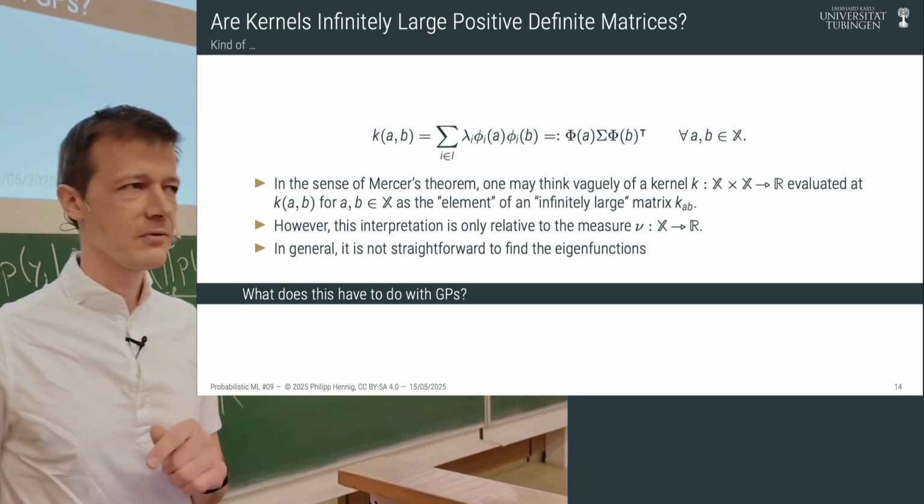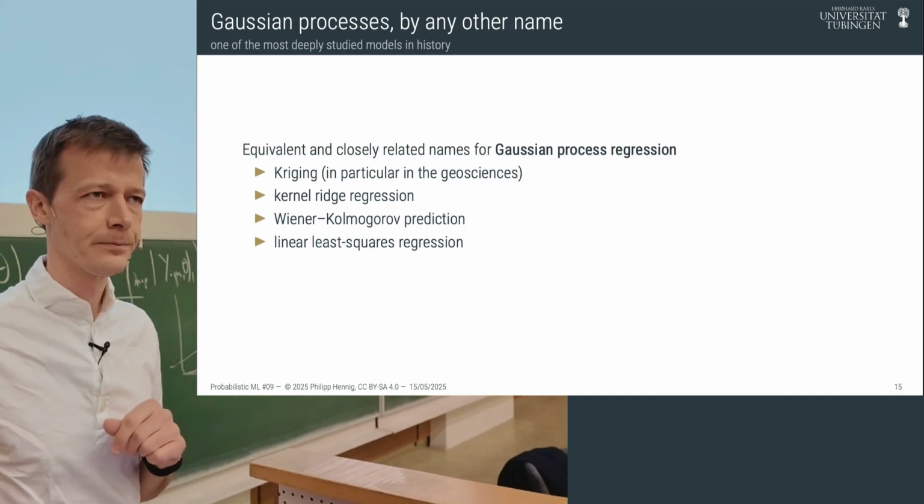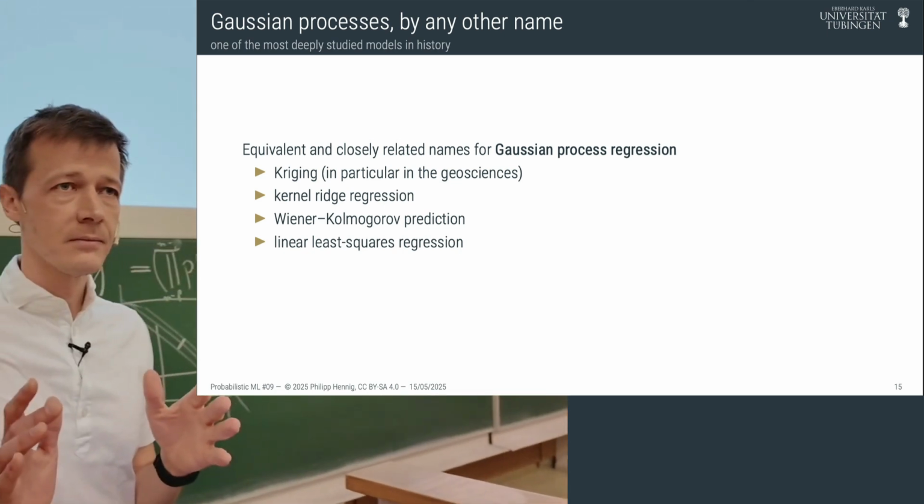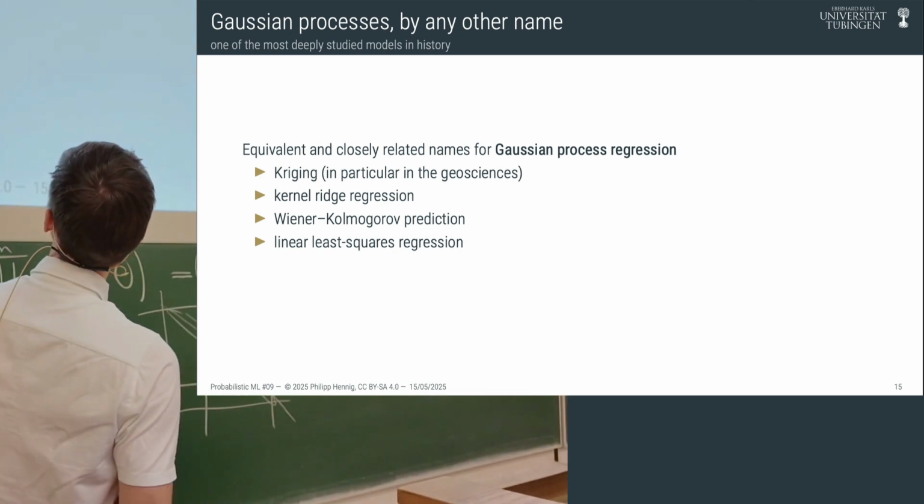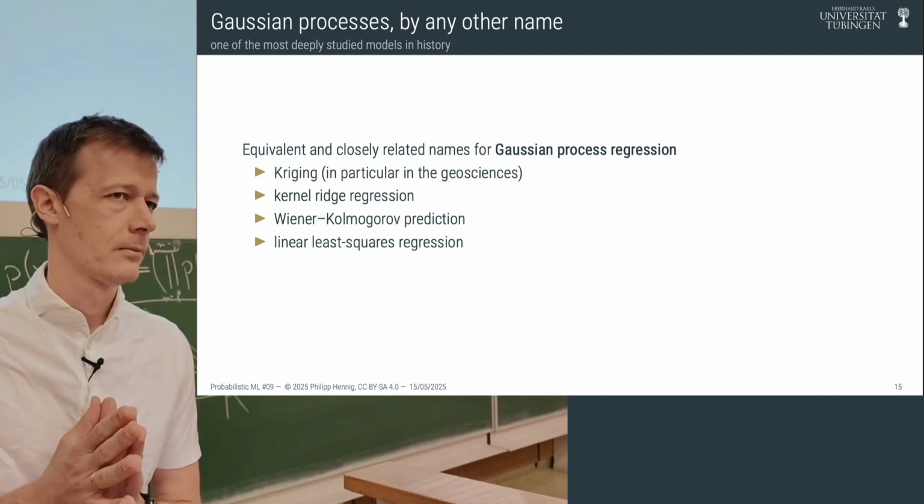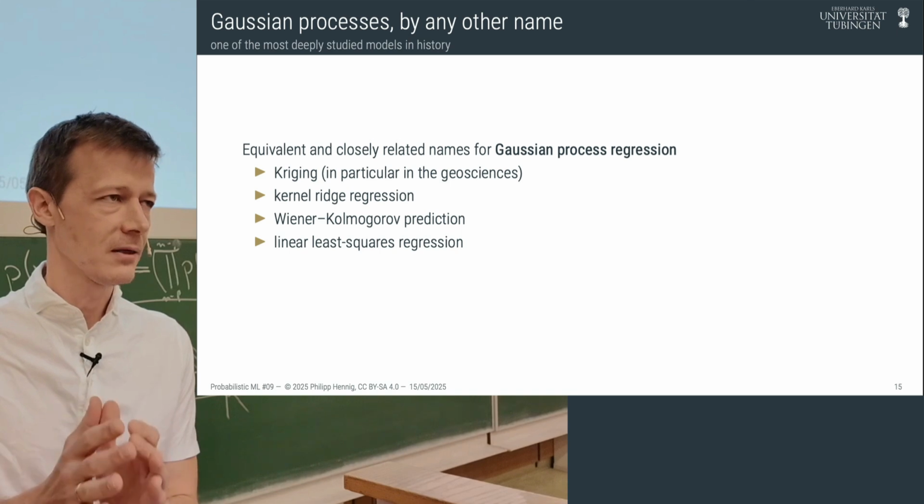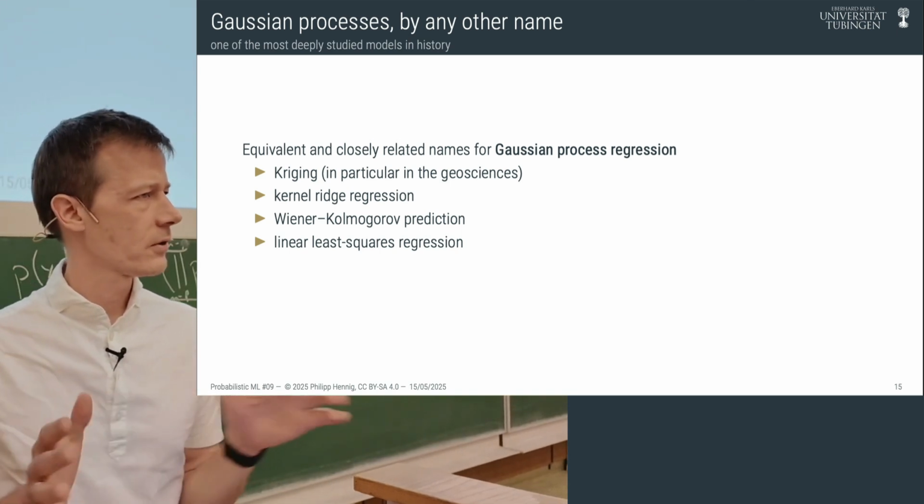A first step for that is to realize that this Gaussian process regression that we're doing here comes under many other names as well. So maybe in some other lectures elsewhere in your previous life, you haven't heard about Gaussian process regression, but you might have heard about kernel ridge regression. Kernel ridge regression is the exact same thing as Gaussian process regression, as I'll point out in a second. Who has heard of kernel ridge regression before?